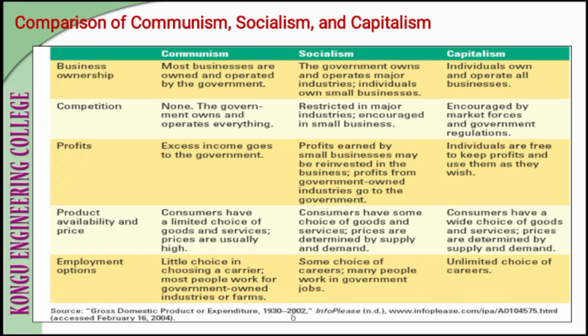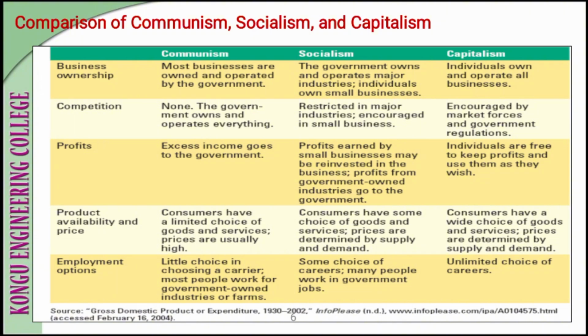Socialism, for example India: most of the companies are run and controlled by the government, and only small businesses are allowed for private ownership. Communism is like Russia, China, and North Korea. They are examples of communism, where most of the companies are run by the government. In communism there is no competition, because the government owns and operates everything.